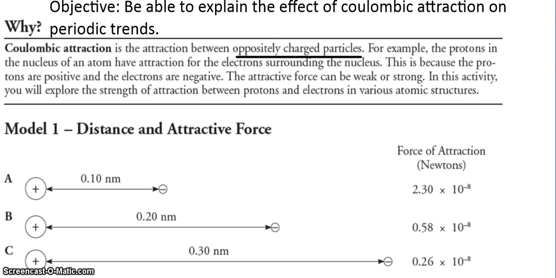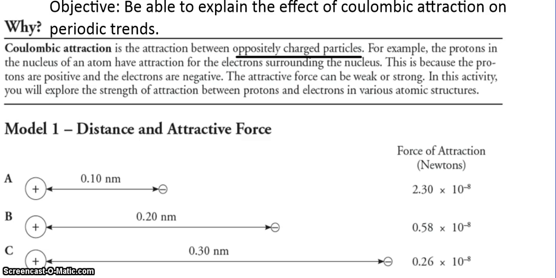Coulombic attraction is the attraction between oppositely charged particles. So keep in mind that when you have an atom, there are protons in the nucleus that are positive, that are attracting the negative electrons in the electron cloud around the nucleus. That means that there is Coulombic attraction occurring between the nucleus and those electrons.